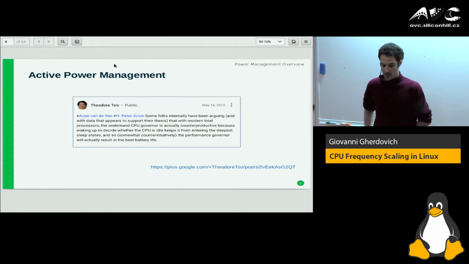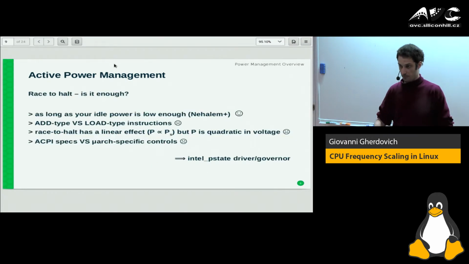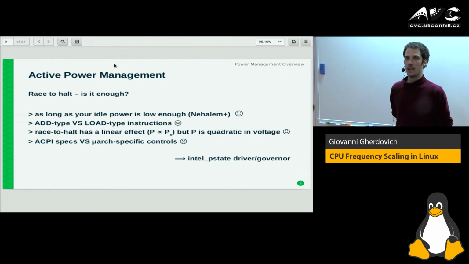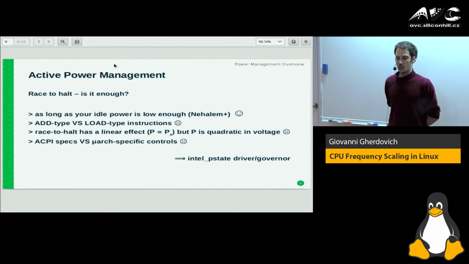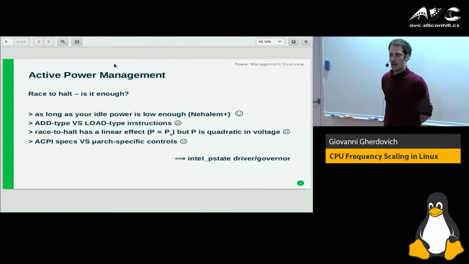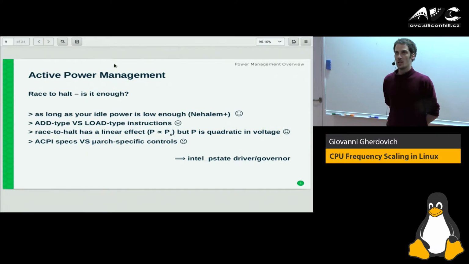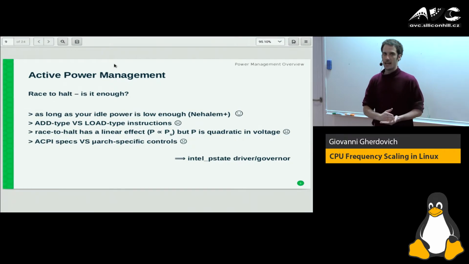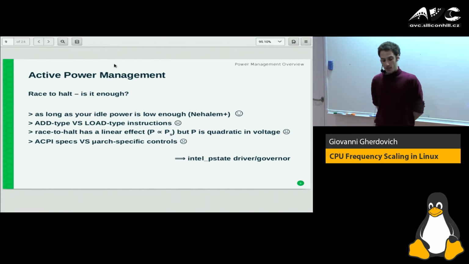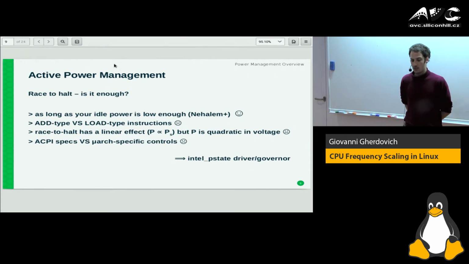So this was a question that he posed, and he was answered by Anjan van der Waal. And the scenario that Theodore described is called race to halt. It's based on the assumption that the power that I consume while the CPU is halted is really, really low. So it's actually advantageous to try to do all the work I have to do as fast as I can and then stay in this idle state so that I can save power. But is this a viable strategy?